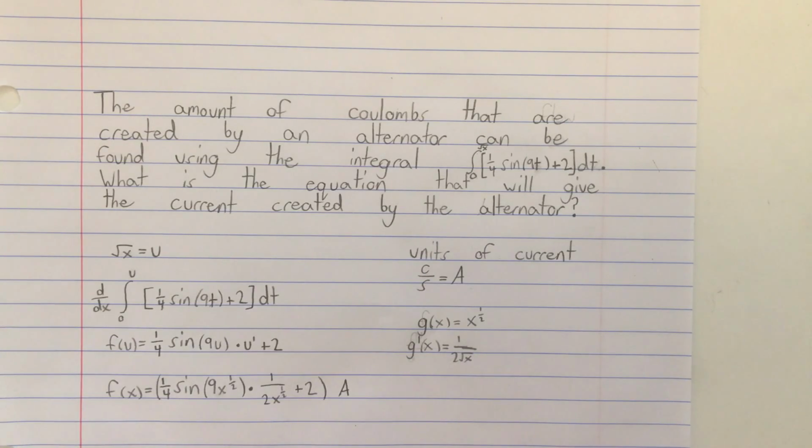And so that means that f of x, once we replace it, is going to be 1/4 sine 9 root x times 1/2 x to the negative 1/2, right? Because the derivative of x to the 1/2 is 1/(2 root x). And then plus 2, and that will give us our amperes.